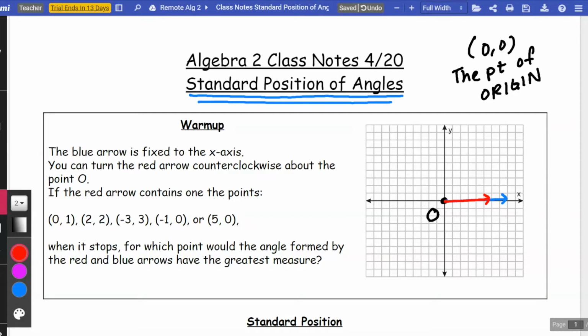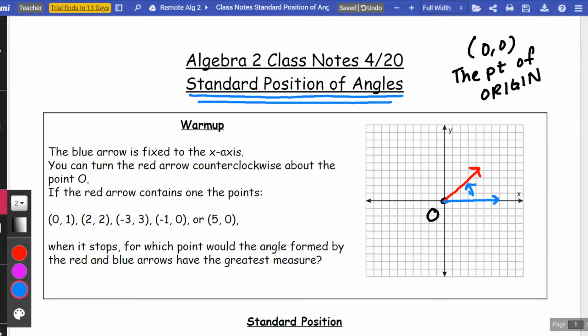What you're going to do is take this red arrow and rotate it counterclockwise. For example, you might rotate that red arrow counterclockwise so that it comes up off of the x-axis and is here instead. I'm going to erase that red line, which apparently erases my blue line.